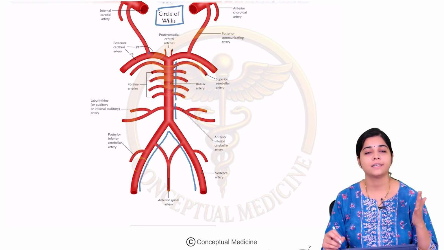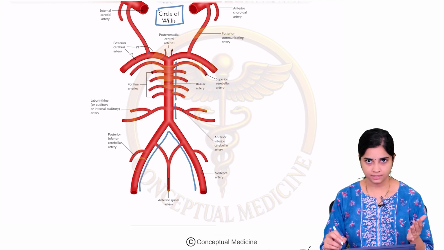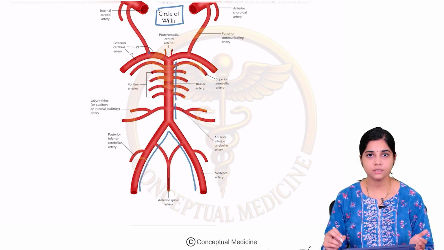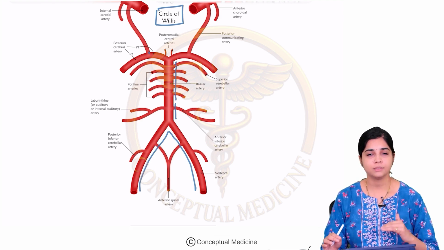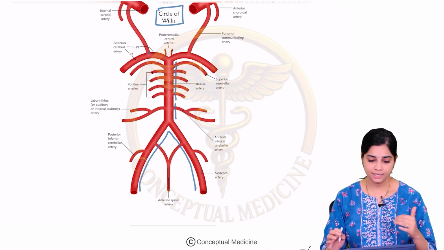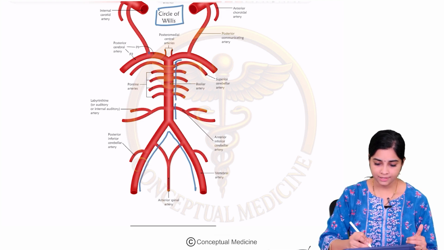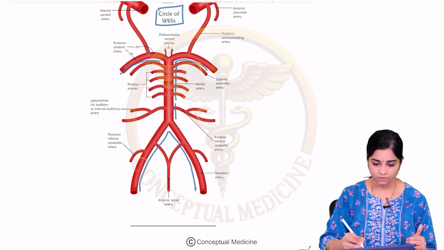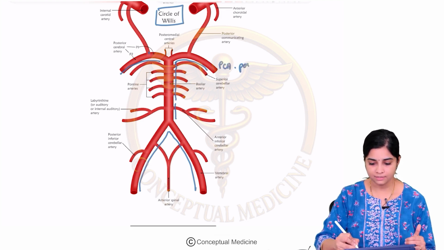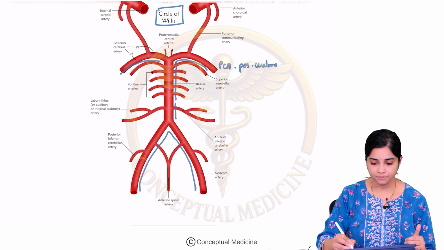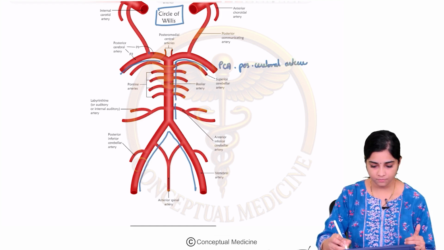The basilar artery moves ahead at the level of the pons, and finally divides into two branches, which are the two posterior cerebral arteries. PCA stands for posterior cerebral arteries.